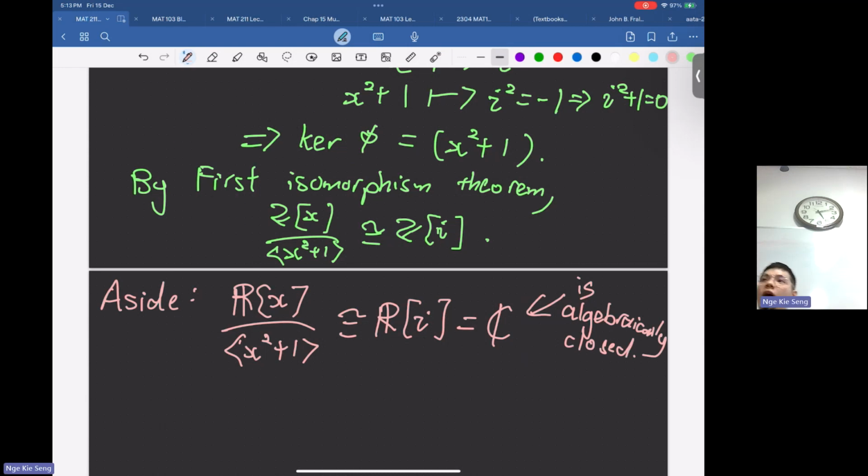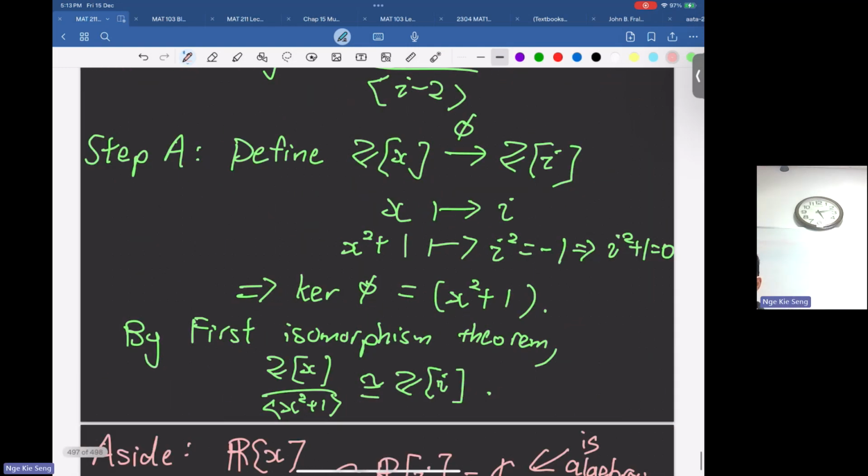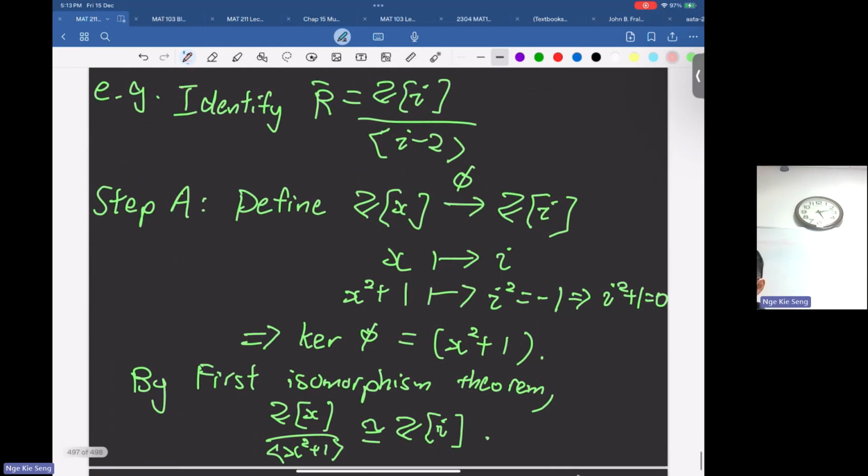Okay, so what is i? i squared equals -1. But for algebraists like us, we prefer something equal to 0, so we look at i squared plus 1 equals 0. This is the equation we see. All right, and then what else? Let me see. Our goal is to look at this quotient, right? So what's the pre-image of i minus 2 under phi?